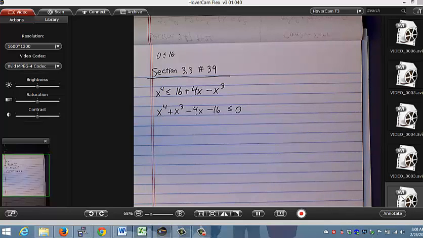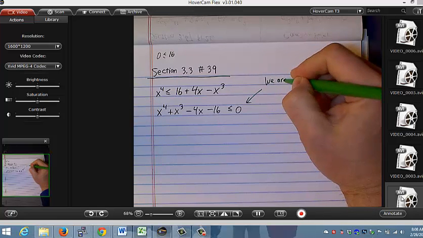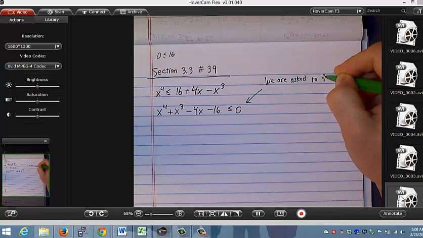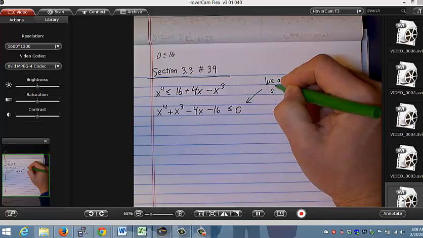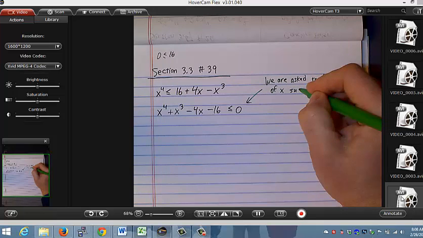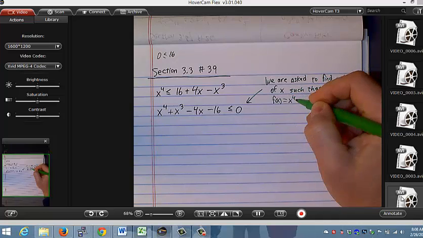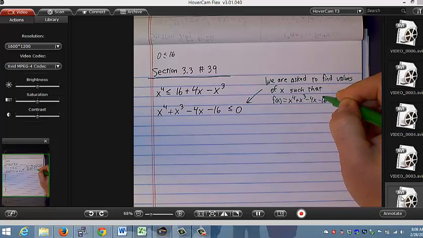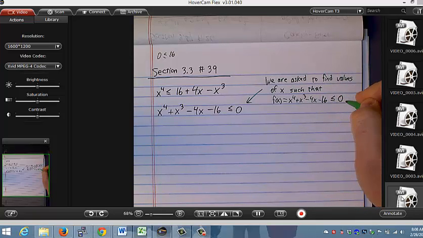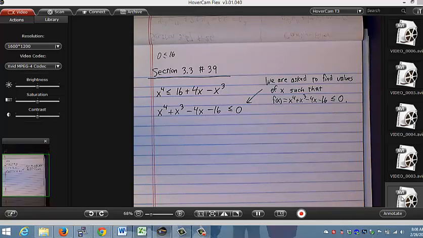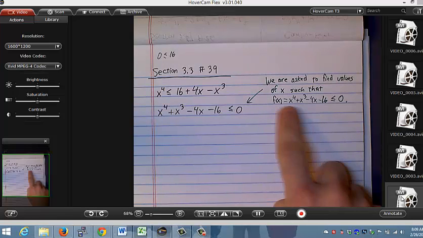And so basically, here's the deal. We are asked to find values of x, those are inputs, such that f of x, which is this function, x to the fourth plus x cubed minus 4x minus 16, is less than or equal to 0, right? That's what I'm trying to do. This is a polynomial function, right? That's what we've been dealing with in this whole chapter. We're trying to find places where it is less than or equal to 0. One of those places is 0. But we want to find all of the x values that make that function less than or equal to 0. Notice f of 0 is negative 16, right?